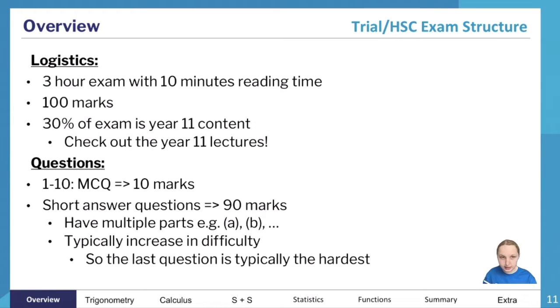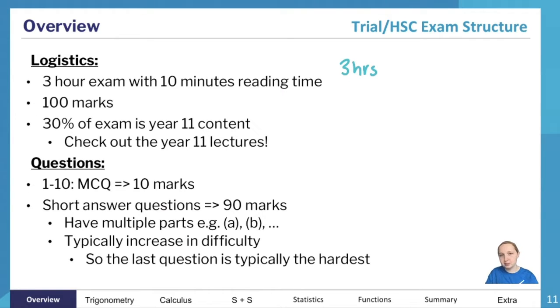I think it is important to think about what you want your timing to look like. Because if you know you're the kind of person who wants to have time at the end to go back over your questions, you want to think about that and factor that into your time management strategy. So you've got a 3-hour exam.